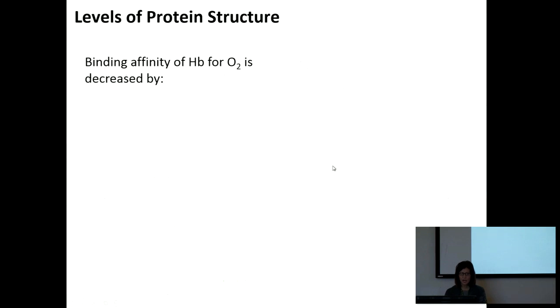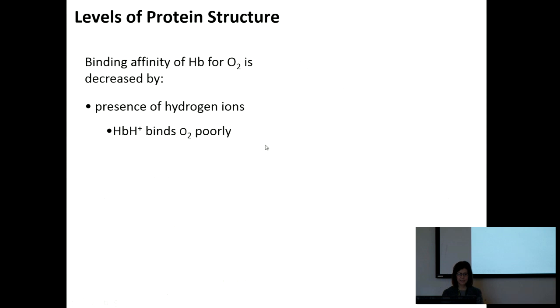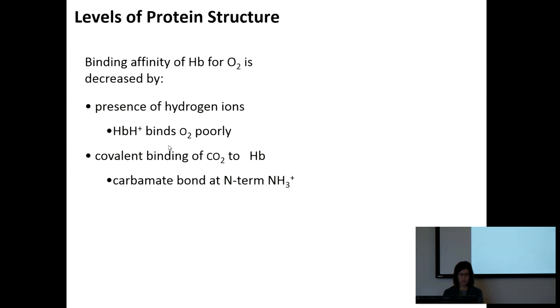But the binding of hemoglobin for oxygen is decreased by the presence of hydrogen ions. Protons cause it to bind poorly. Also, carbon dioxide causes it to bind oxygen poorly. And BPG also makes oxygen bind to hemoglobin poorly.